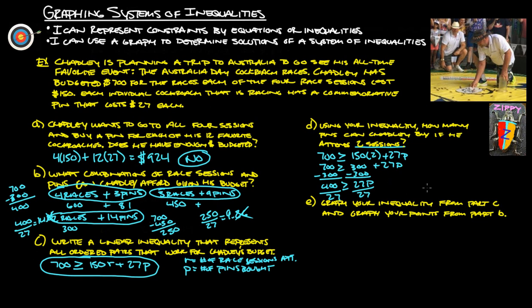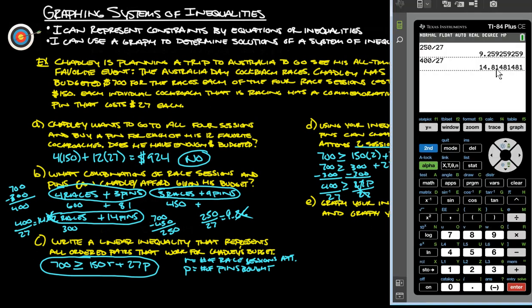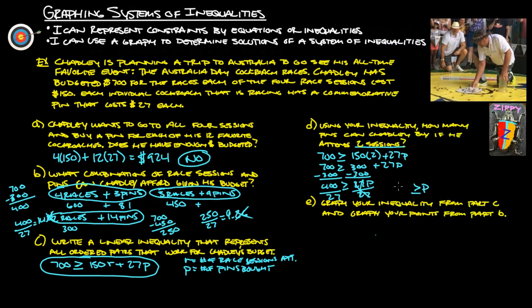Let's leave P on the other side so it doesn't mess up our inequality here. P has got to be less than or equal to 400 divided by 27. We already did that, 14.81. So P has got to be less than or equal to 14.81, but that wouldn't make sense because you can only buy whole numbers of pins. So, 14 or less, which is what we came up with here.